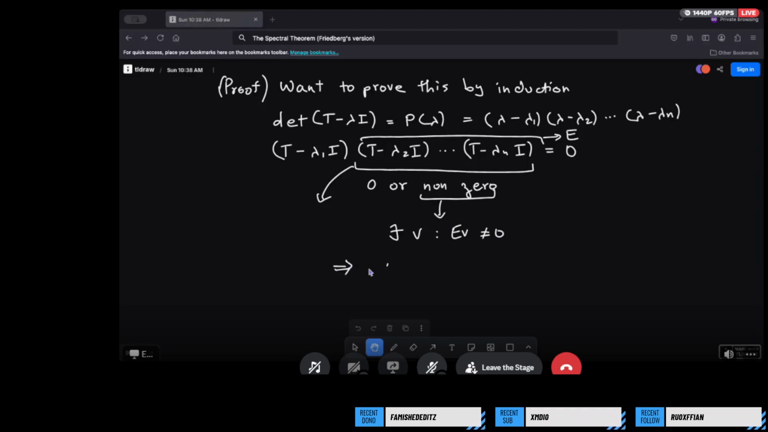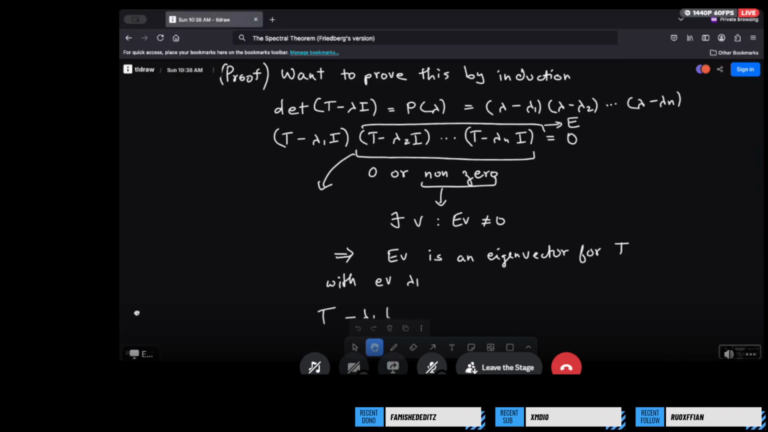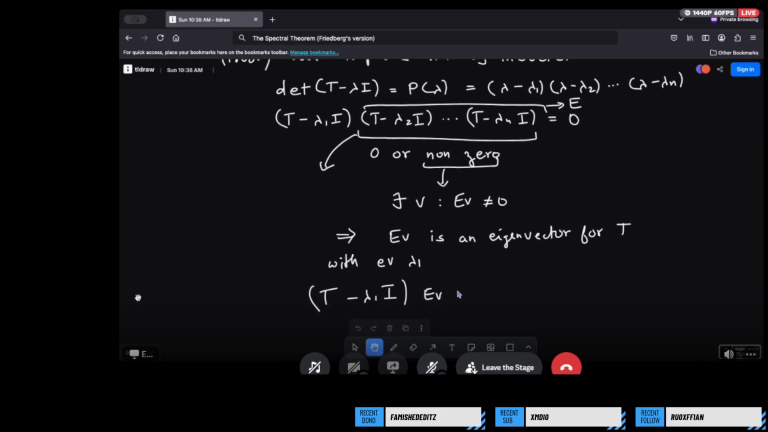This implies Ev is an eigenvector for T with eigenvalue lambda 1, because T minus lambda 1 I applied to Ev is equal to 0, which implies T Ev is equal to lambda 1 times Ev. So now we know that there exists at least one eigenvector.